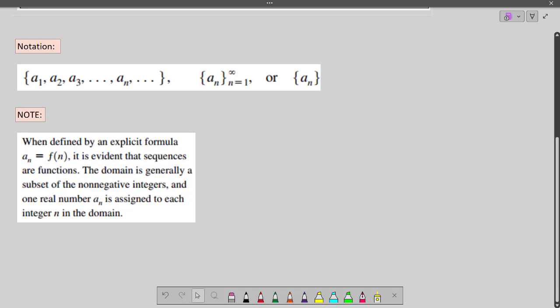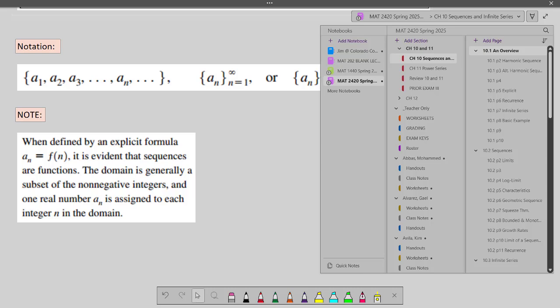This just summarizes what I said about a sequence being a function. So if a sub n is found by doing something to its index, the sequence is a function. The domain is usually a set of positive integers, but it could be slightly different depending on the sequence. So that is the heart of what a sequence is, just an ordered list.